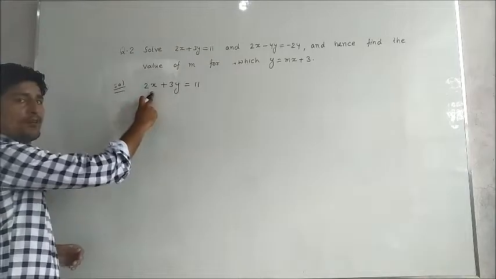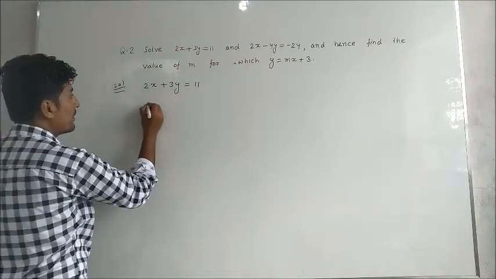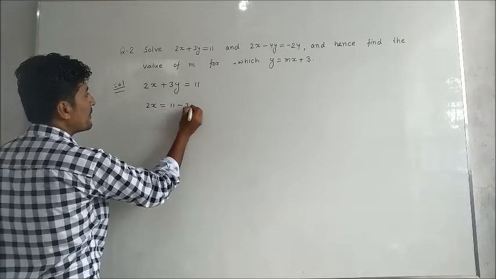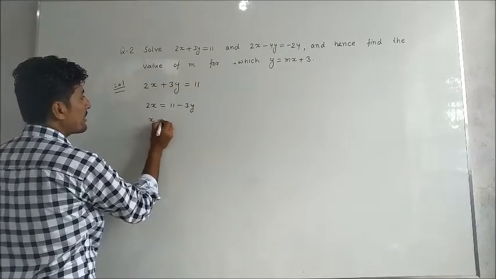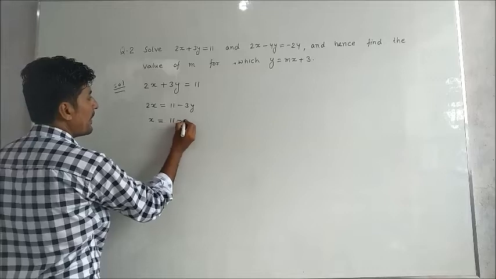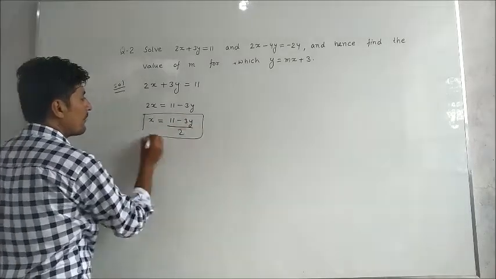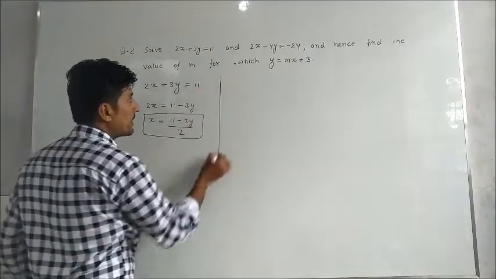Here we will find the value of x in terms of y. So 2x will be equal to 11 minus 3y, or we can say x will be equal to (11 minus 3y) divided by 2. So this is the value of x. Now let us see the second equation.